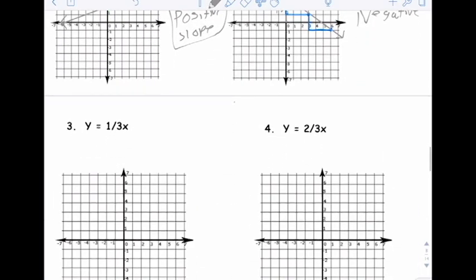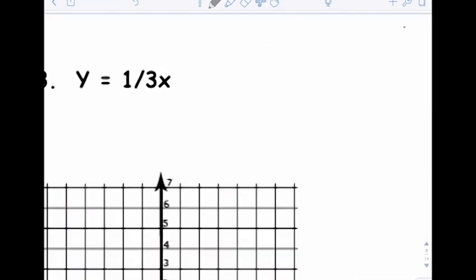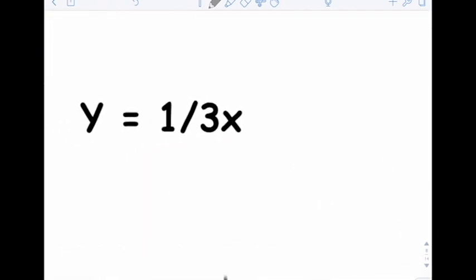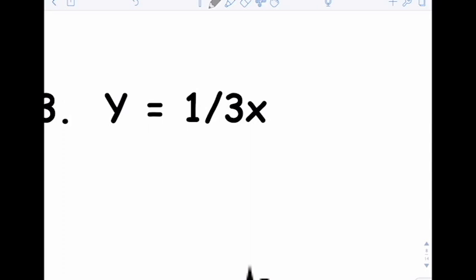Okay, so let's do number 3, and then you can do 4 through 7 on your own. So first step, write down your formula y equals mx plus b. If the slope is a whole number, change it to a fraction. In this case, our slope is not a whole number, it is a fraction, so we can skip step 2 again.